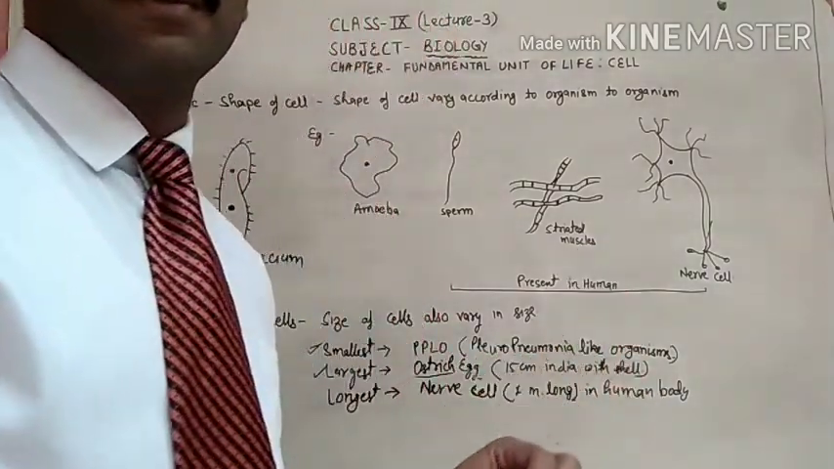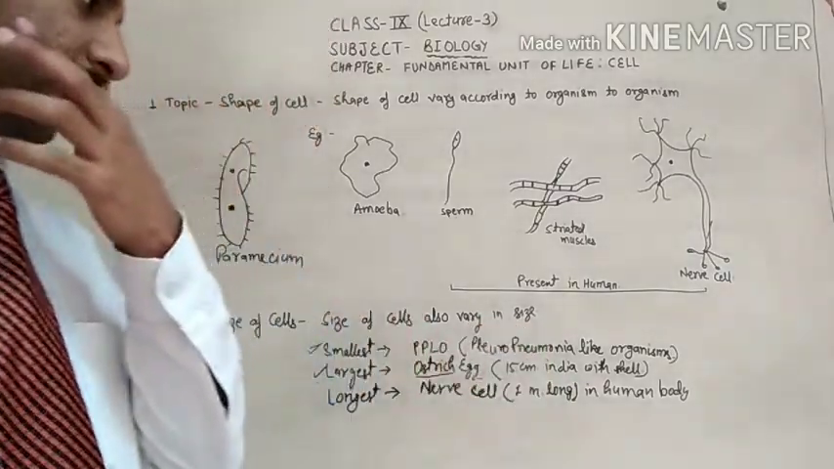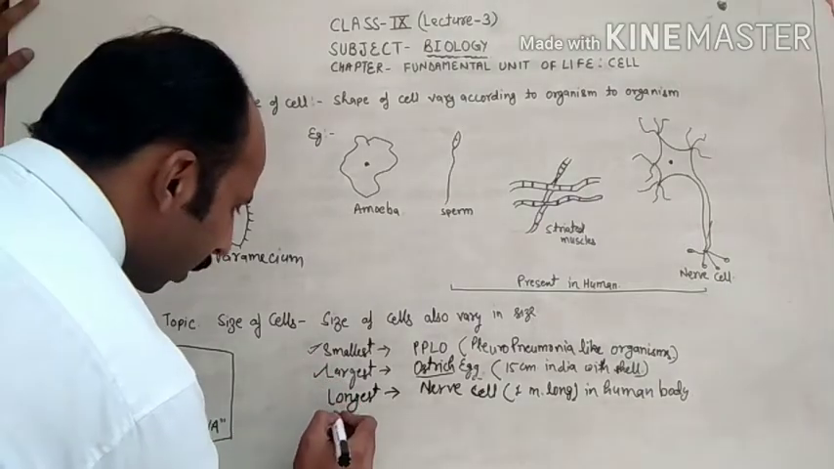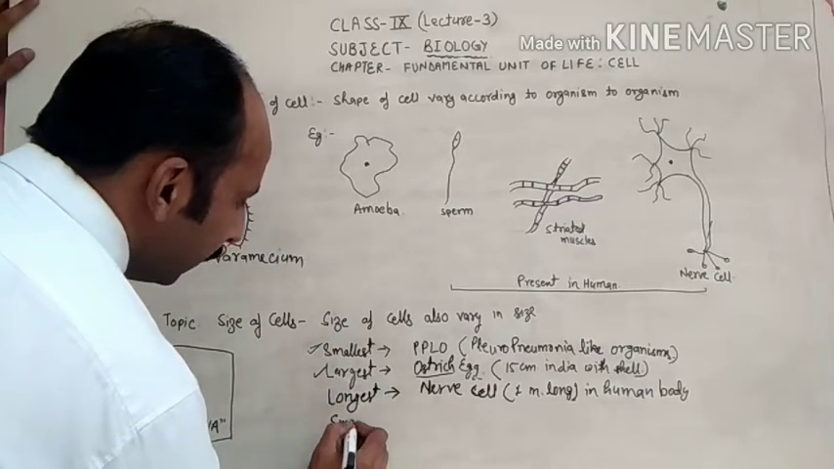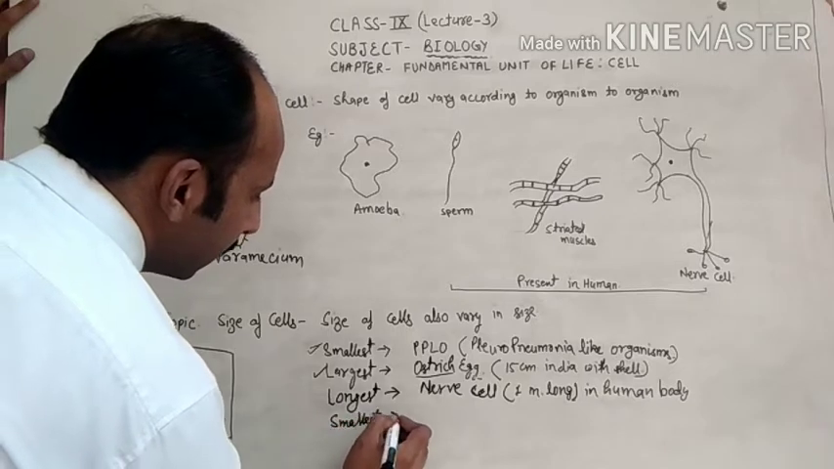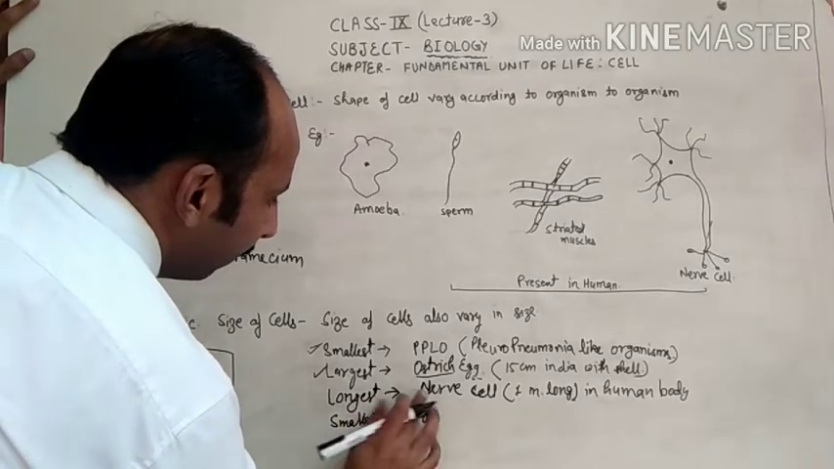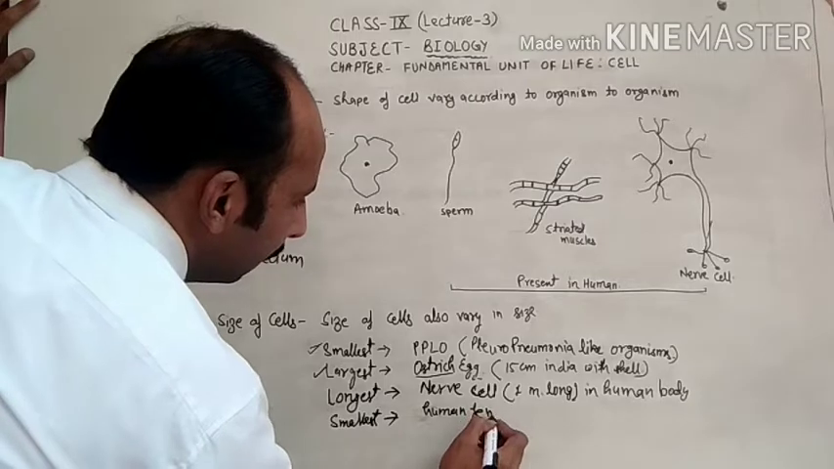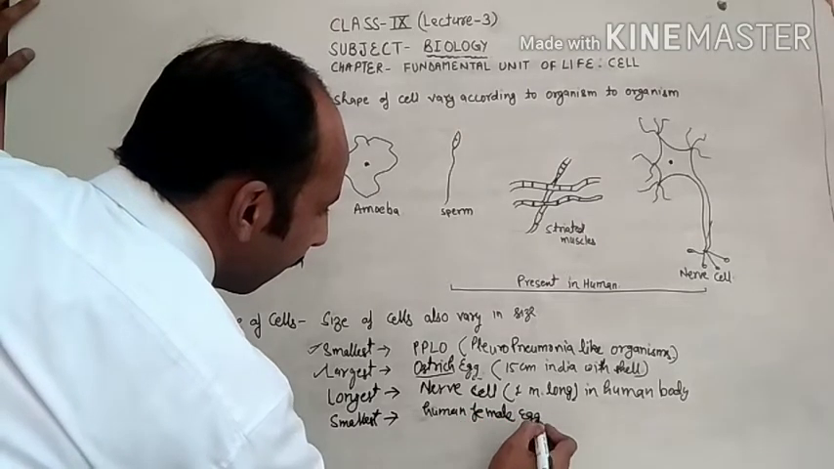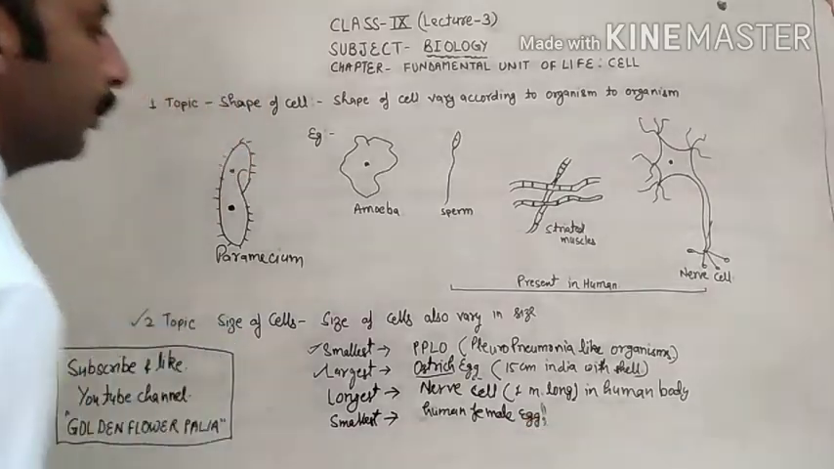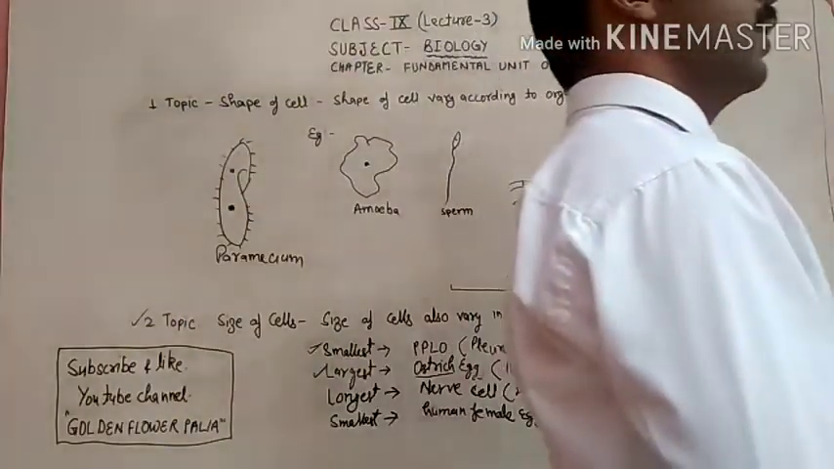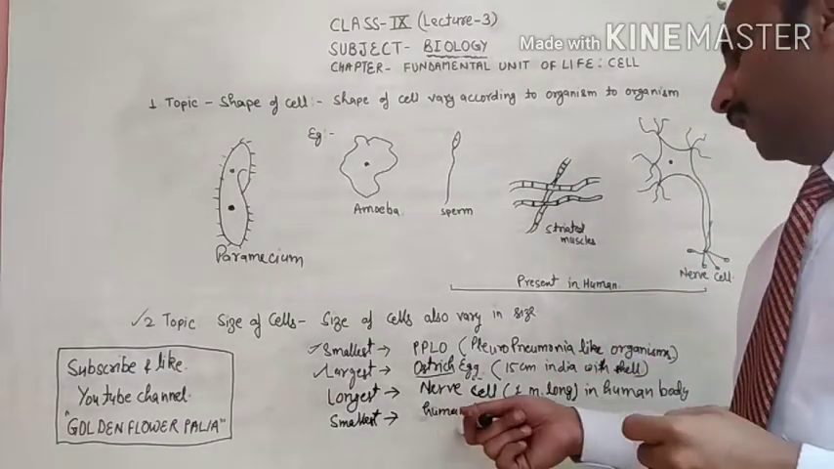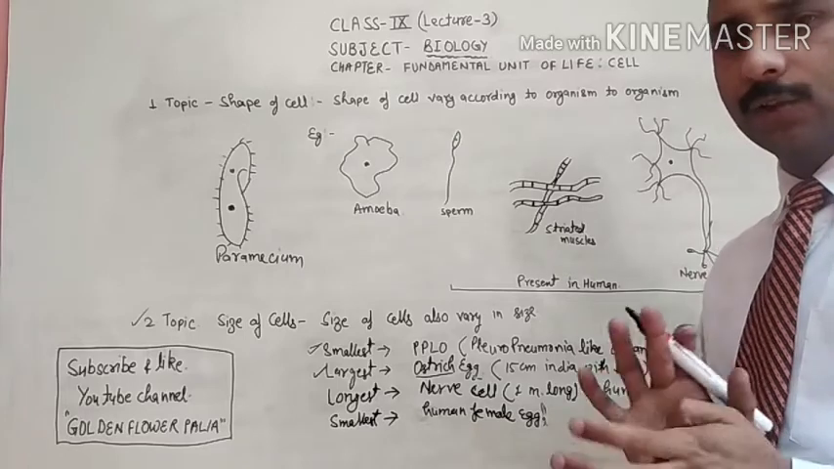So the longest cell in the human body, that is the nerve cell. Now after that, the smallest cell in the human body. Smallest cell, human egg. You can say the human female egg is the smallest cell in the human body. In the human body, the longest cell is the nerve cell and the smallest cell is the female egg. I hope this is clear to you.